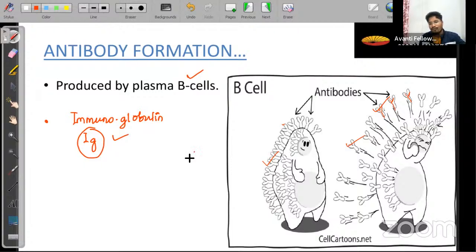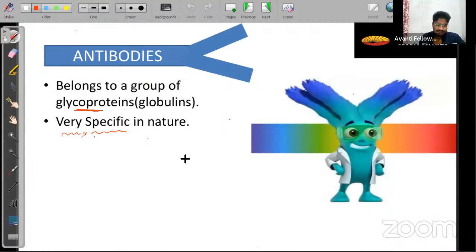It is made up of glycoproteins, that is, some protein part and some carbohydrate part. That is your glycoproteins. They are very specific in nature. And these antibodies are also called immunoglobulin, Ig. Remember this one, right? And they belong to the group of glycoproteins.